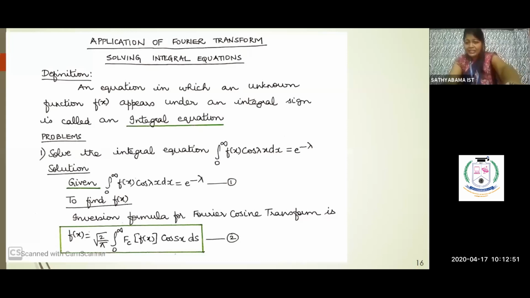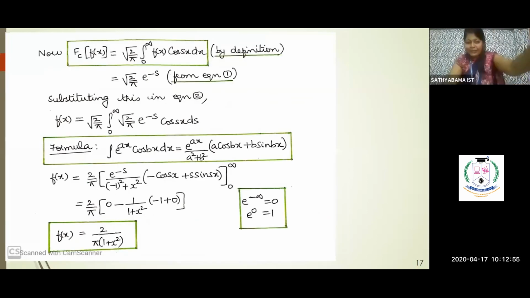So I have to find fc of f of x. So I wrote the formula for fc of f of x. And from the given equation, I wrote down the value of the integral. And then I substituted fc of f of x in f of x. So that's how I get the third step. Then to evaluate that integral, I simply used the formula for integral e power ax cos bx dx. That gave me the answer.